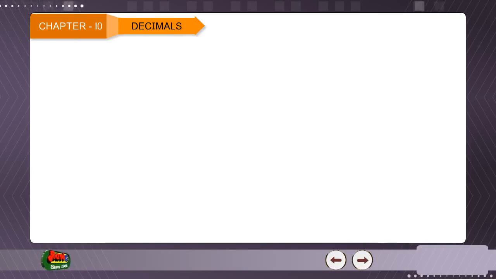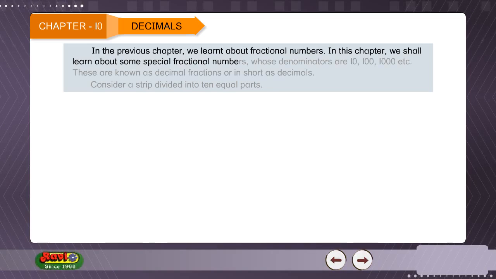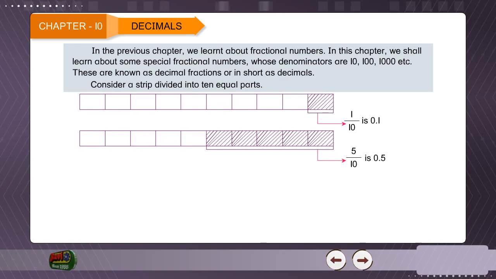Chapter 10 Decimals. In the previous chapter, we learned about fractional numbers. In this chapter, we shall learn about some special fractional numbers whose denominators are 10, 100, 1000, etc. These are known as decimal fractions, or in short as decimals. Consider a strip divided into 10 equal parts. 1 by 10 is 0.1.